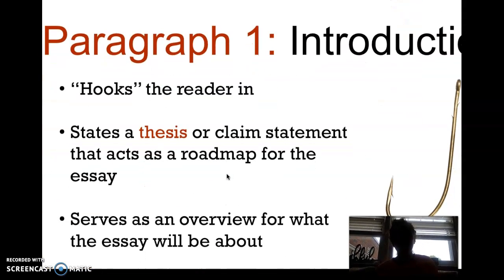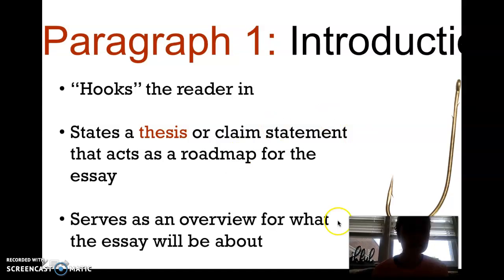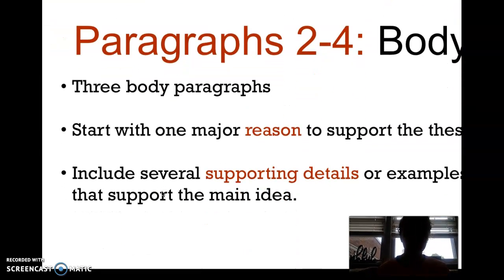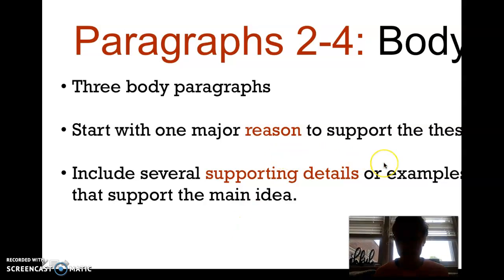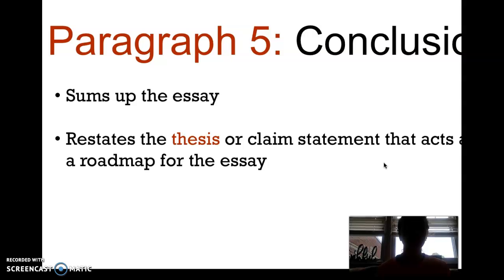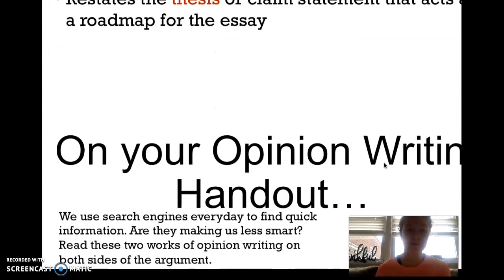So in your paragraph 1, you would have your introduction. It hooks the reader in. You're going to have a claim statement that acts as a roadmap for your essay and serves as an overview of what the essay will be about. We won't necessarily be writing essays, but longer paragraphs. So paragraph 2 would be more like sentences 2 to 4 for us. You want to start with one major reason to support, and then you have supporting details or examples. And then you have your conclusion, which sums up your thoughts.